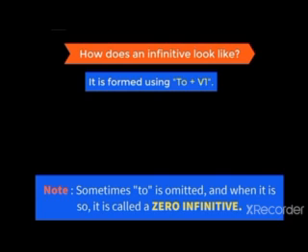So, what is an infinitive? Infinitive is the base form of a verb. Usually we use to plus this base form, to plus V1. But it's not necessary that all the time we will have the same formation. Sometimes we omit to. When we omit to and only have V1, it is called zero infinitive.